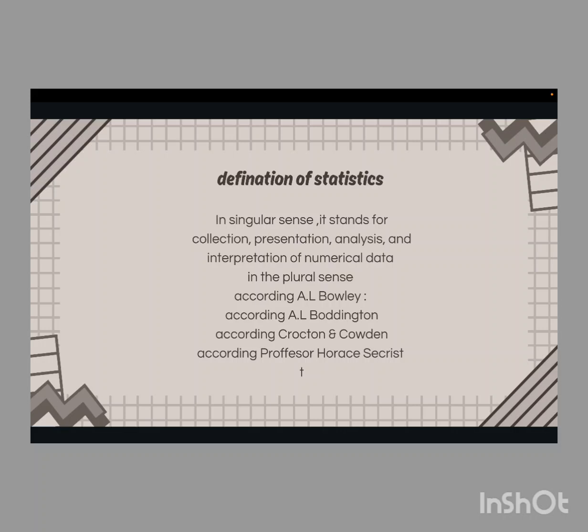So, if they ask you to define statistics, you can write in the singular sense. In the singular sense, if the word order changes, it is fine. But when you are writing the definition according to A.L. Bowley, A.L. Boddington, Croxton and Cowden, or Professor Horace Secrist, you have to make sure that it is word to word correct. And generally, if they specify to define statistics according to Professor Horace Secrist, it's generally a 2 marker.